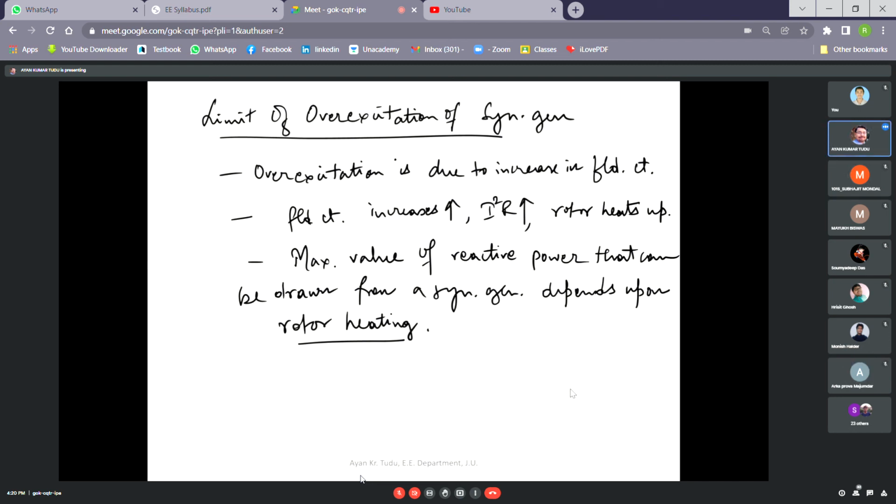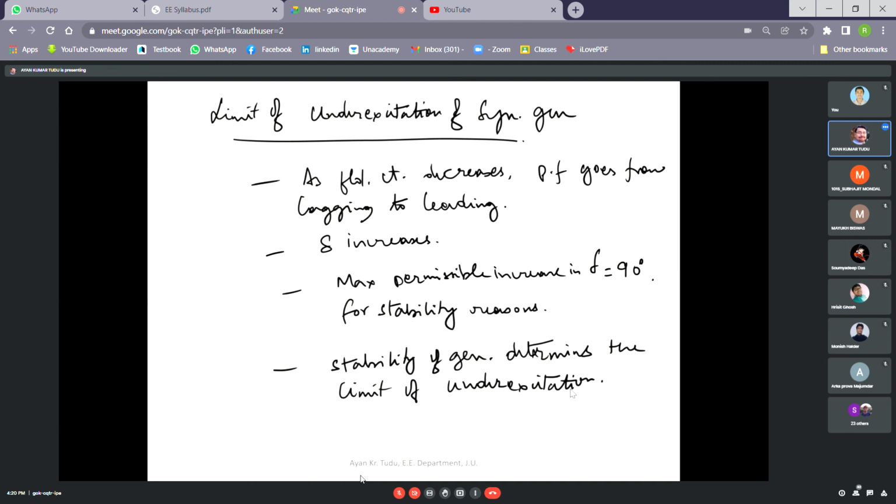But how much can we maximally increase delta? 90 degrees. So as the field current decreases, the power factor goes from lagging to leading and delta increases. The maximum permissible increase in delta is up to 90 degrees for stability reasons. So the stability of the generator determines the limit of underexcitation of a synchronous generator. Understood? Yes, sir. Any questions till now?